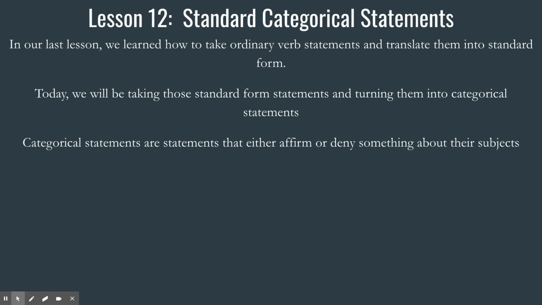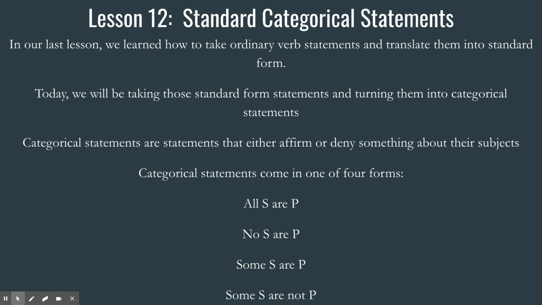Categorical statements are statements that either affirm or deny something about their subjects. You may have heard a politician say, "I deny this accusation categorically." They're saying entirely, I did not do this thing. People are saying that I did. They're almost always lying when they say that. But categorical statements either affirm or deny something about their subjects. There are 4 forms of categorical statements, and hopefully you won't hate them, but you're going to know them very well. Here they are.